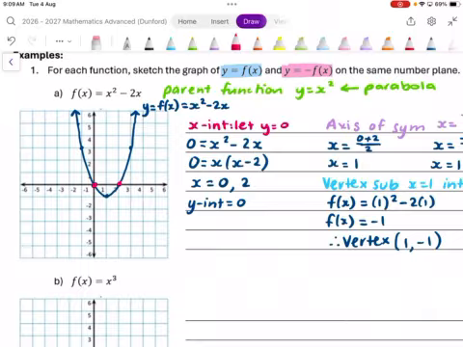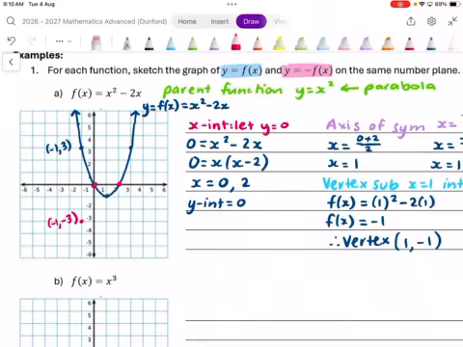Now every coordinate that we have, so this coordinate here was -1, 3. What happens to that coordinate is we multiply our y value by -1. So when we do that, we're going to get -1, -3. When we times 0 by -1, it stays as 0. That's why our x-intercepts stay the same.